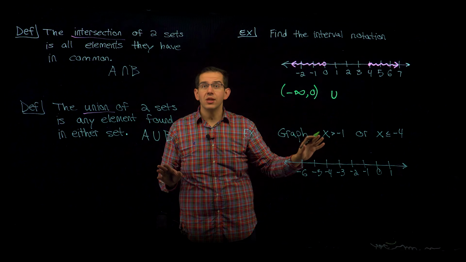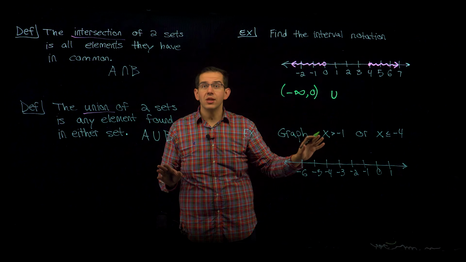So negative infinity to 0, parentheses on each value. And then 4 to infinity, bracket on the 4, and a parenthesis on the infinity, with a union symbol between the two, is our solution. Generally, this union symbol will be a lot larger, but since I drew it first, it looks a little bit different.